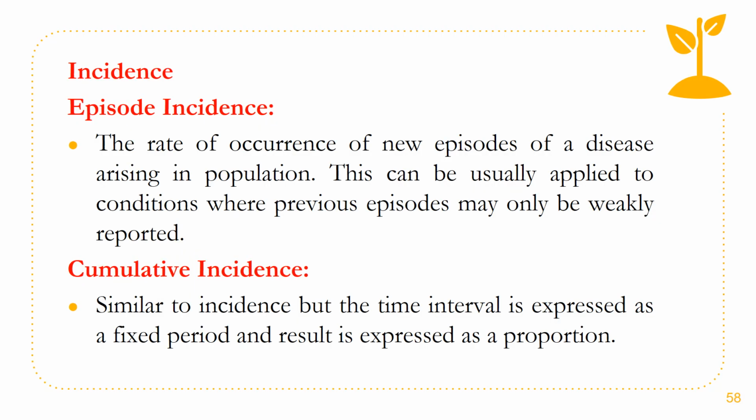Coming to different types of incidence: episodic incidence and cumulative incidence. Episodic means the rate of occurrence of new episodes of disease arising in a population. This can be usually applied to conditions where previous episodes may only be weakly reported. Coming to cumulative incidence. Similar to incidence, but the time interval is expressed as a fixed period and the result is expressed as a proportion.